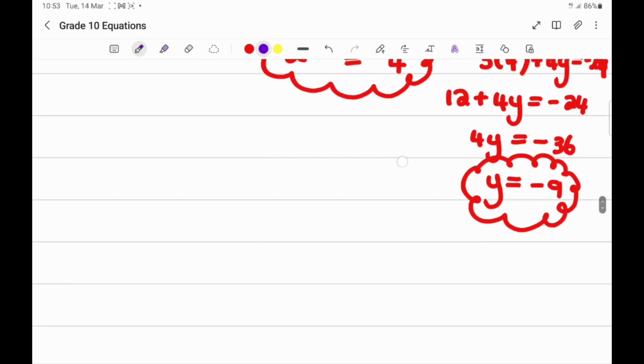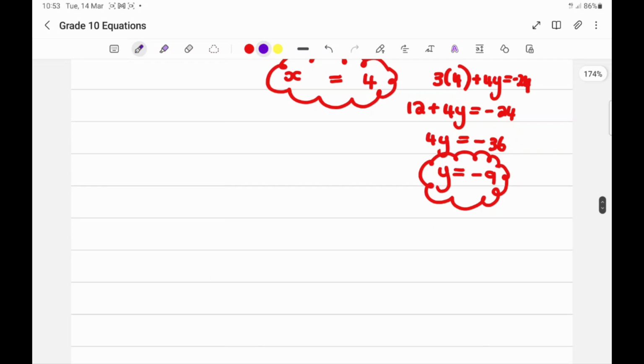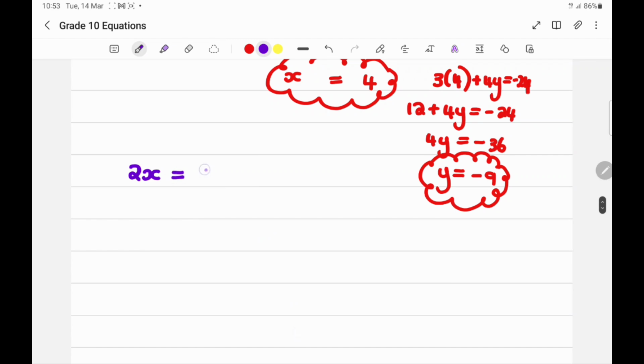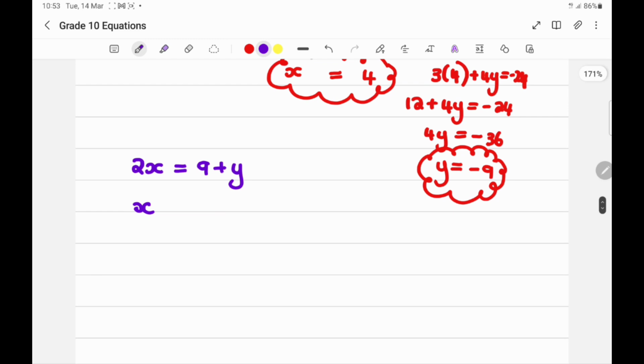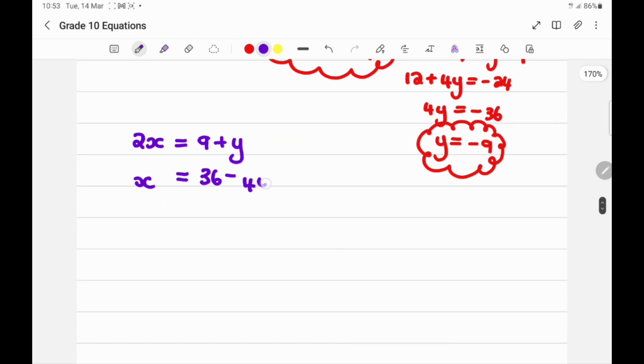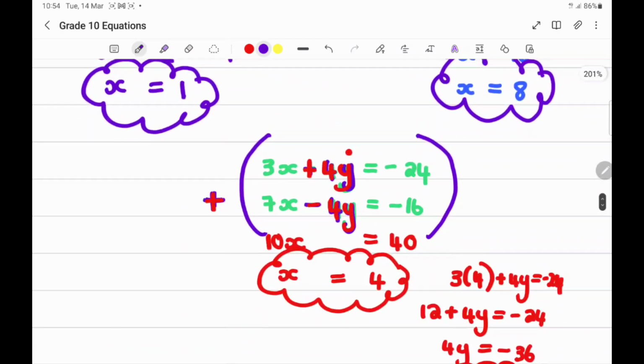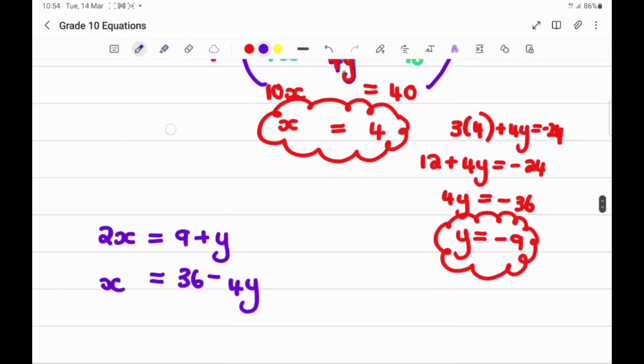All right, let's look at another example. Let's close it up a little bit. If I've got 2x is equal to 9 plus y, I'm just trying to get into the little bit harder ones. 36 minus 4y. So now can you see that this is not our traditional what we've had, a x and a y and then the number.